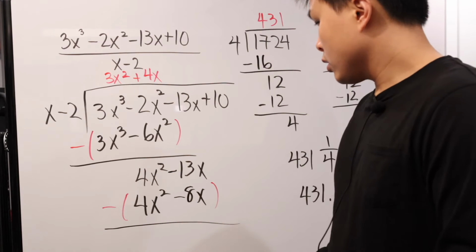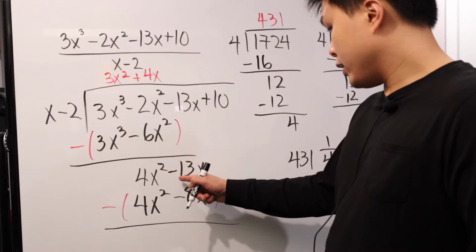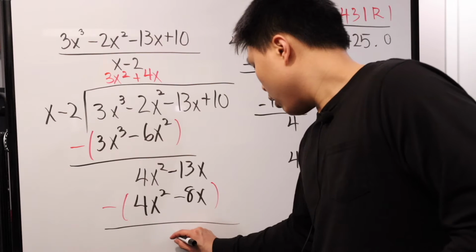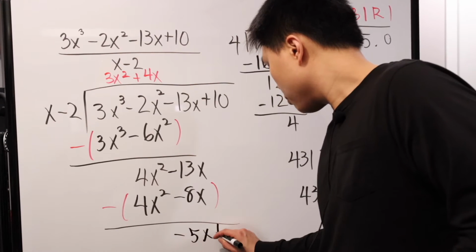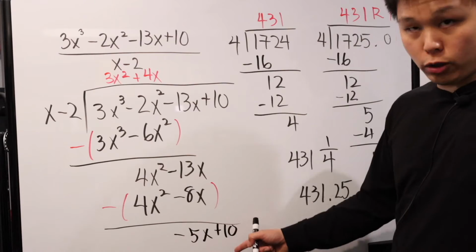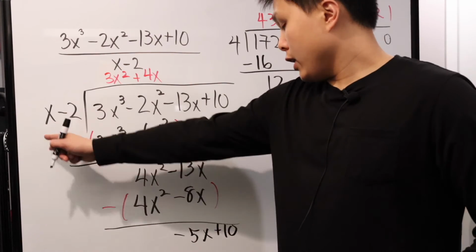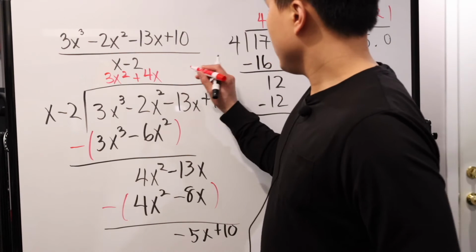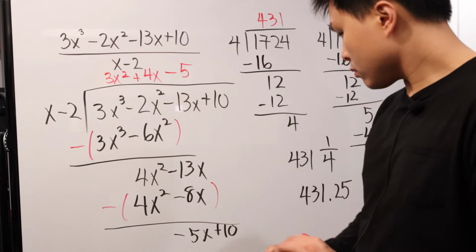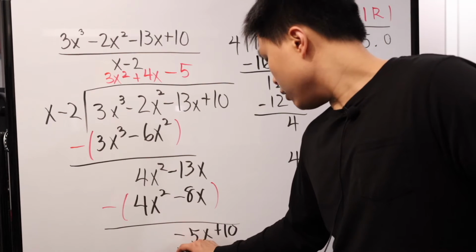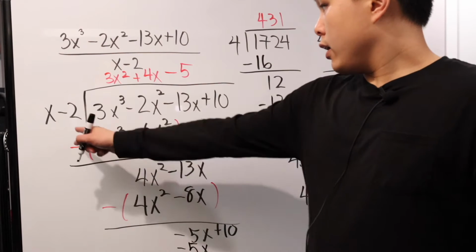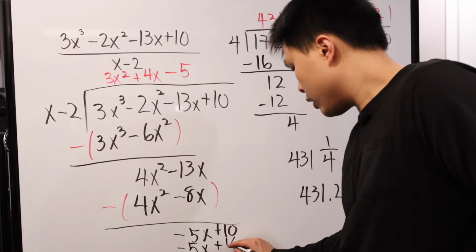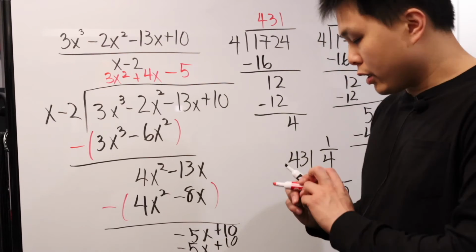Cool. Once again, we are subtracting this whole thing. This goes away, of course. And then this one right here is going to be negative 13x minus a minus, which is going to be plus 8x. So that's going to be negative 5x plus 10, because I bring the next term down. Well, in that case, what must x multiply to get negative 5x? Well, that's simple, negative 5. So that's going to be negative 5x, and it's going to be negative 5 times negative 2, which is going to be positive 10.